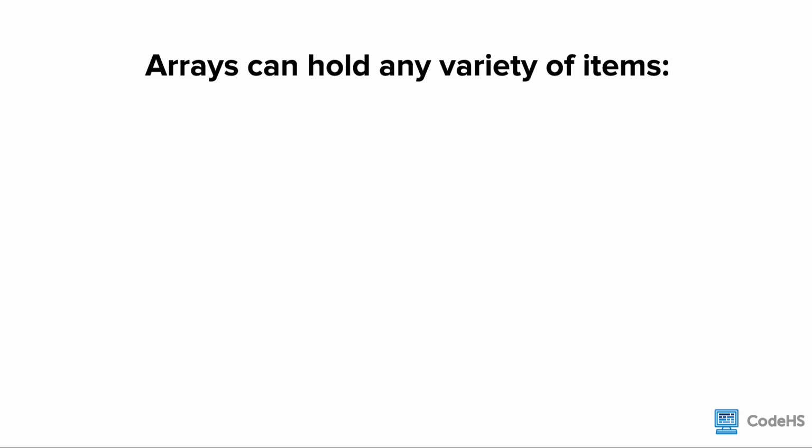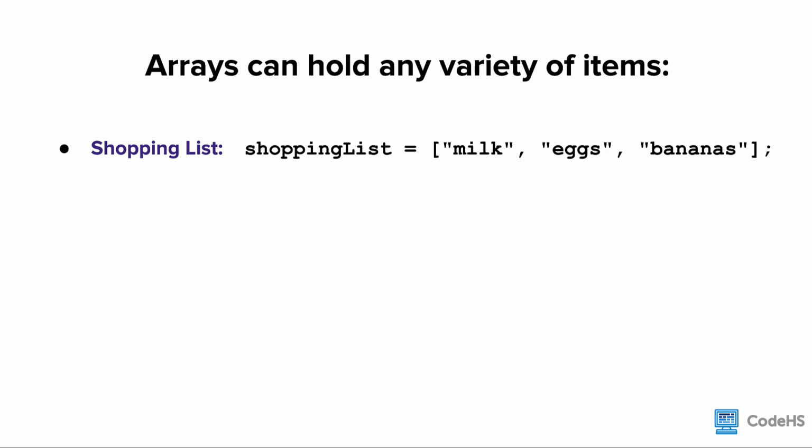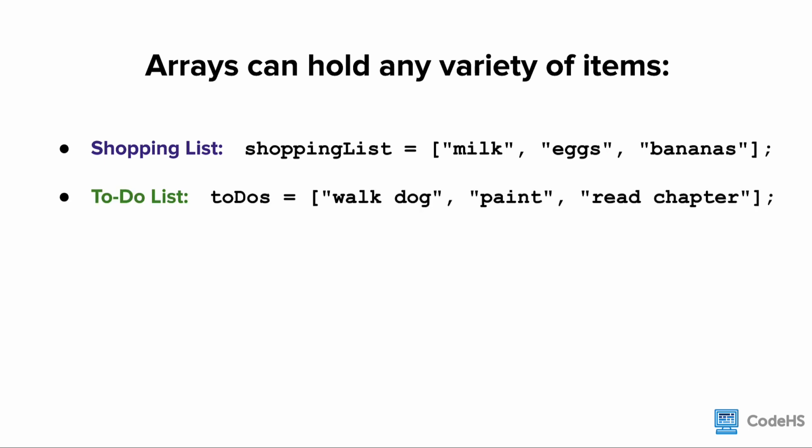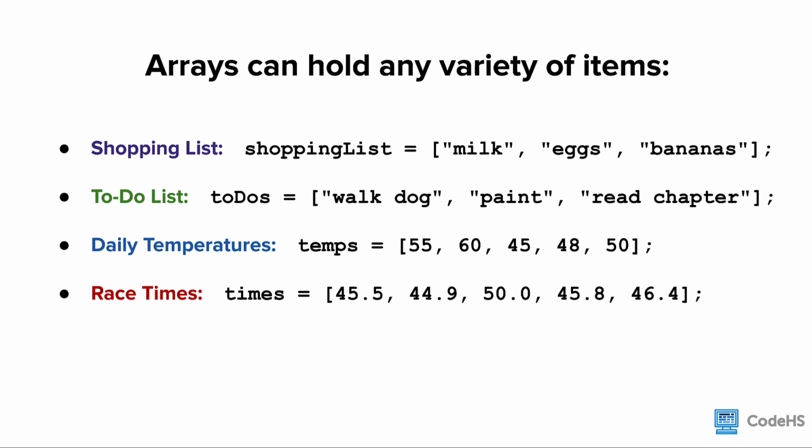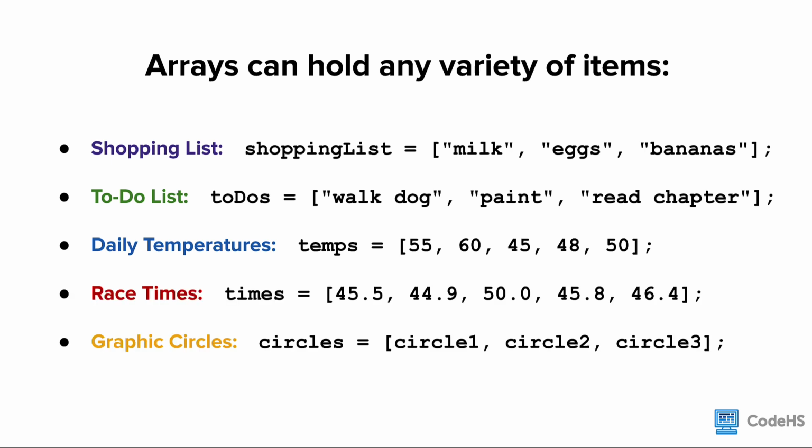Arrays can hold any variety of items. For example, a list of items to get at the grocery store, or things on a to-do list, or a record of daily temperatures, or a collection of an athlete's race times, or even a group of graphic circle variables.